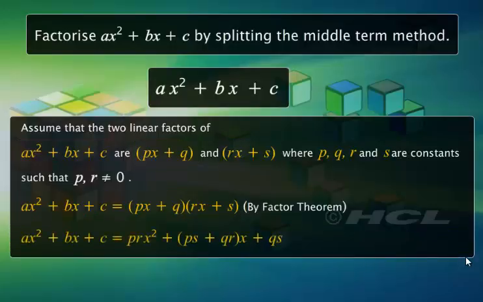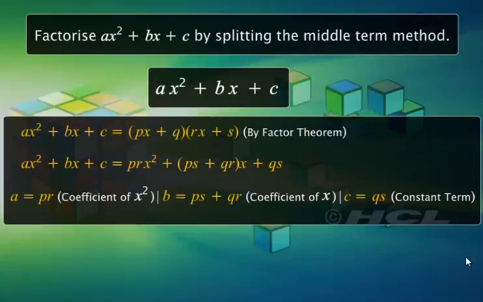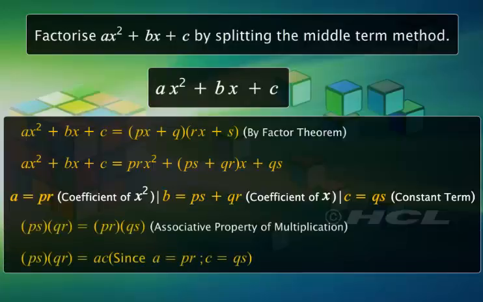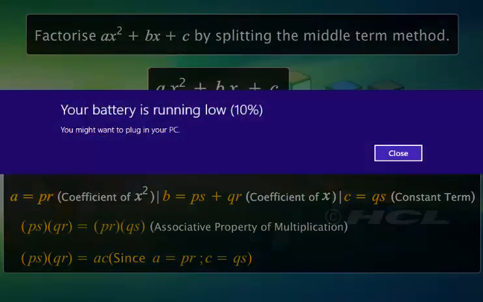Next, let us open the terms inside the brackets on the right hand side and simplify the product. To maintain the equality on both the sides, we need to compare the coefficients of like powers of x. Notice that the middle term of the polynomial ax squared plus bx plus c is the sum of two numbers ps and qr. Also observe that if we rewrite the product of ps and qr as pr into qs, then it is equal to the product of a and c.